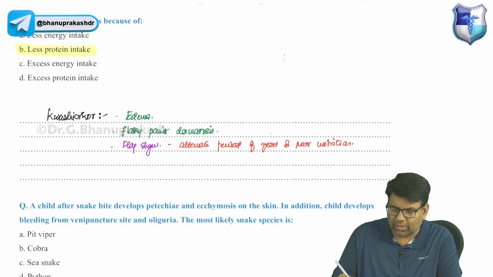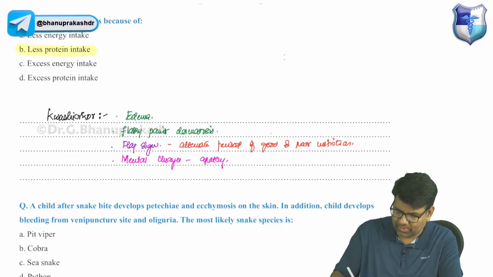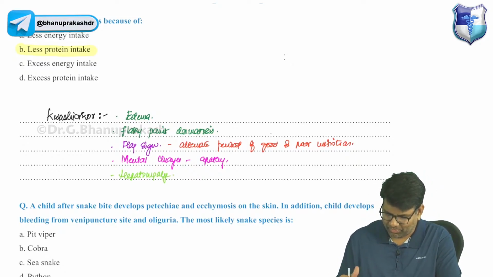And then what in liver? There can be mental changes in the form of apathy. What in liver? Any idea? In liver? The hepatomegaly. So these are few important points for Kwashiorkor. Please remember.